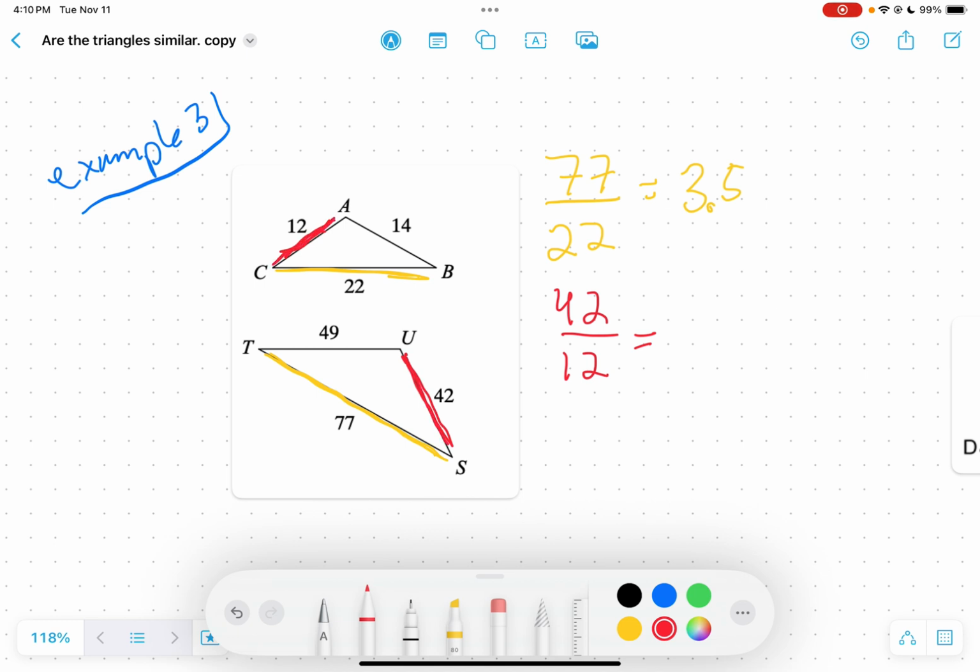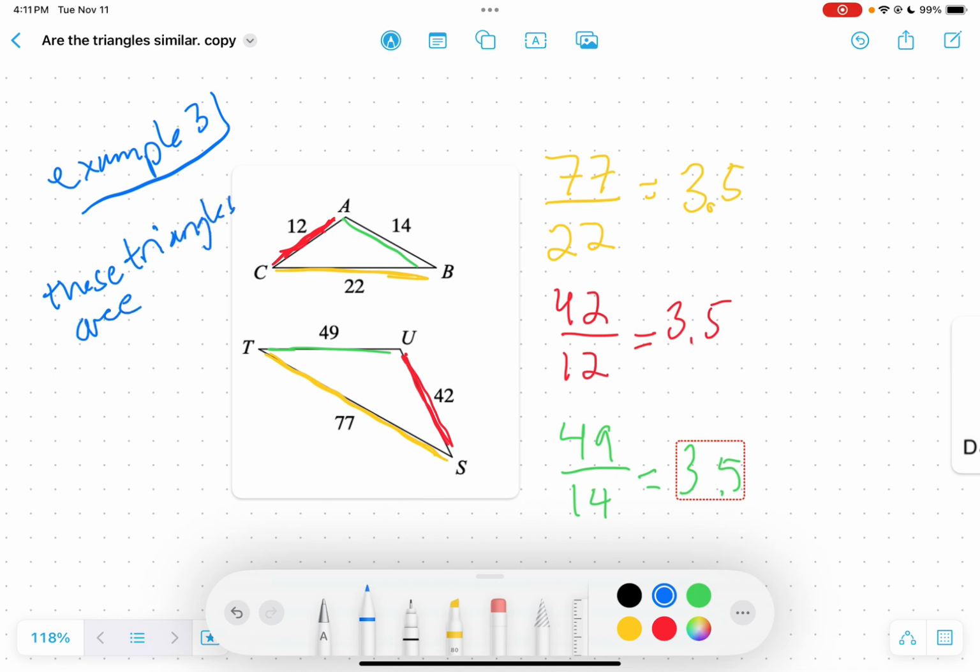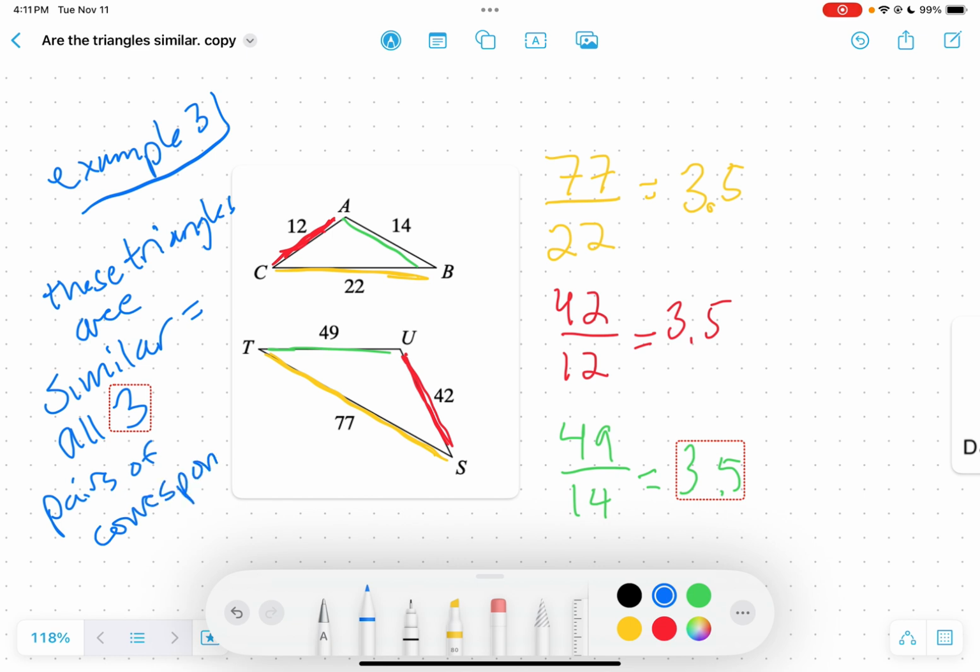So I like to start with the biggest and the smallest. This one also gives me 3.5. So now let's check the last one. 49 divided by 14. I think that's also 3.5. Let's see what it tells me. 49 divided by 14 is also 3.5. Great. So these triangles are similar. All three pairs of corresponding sides have the same ratio.